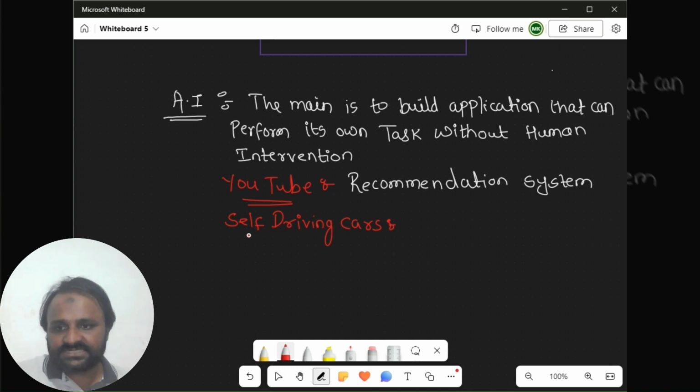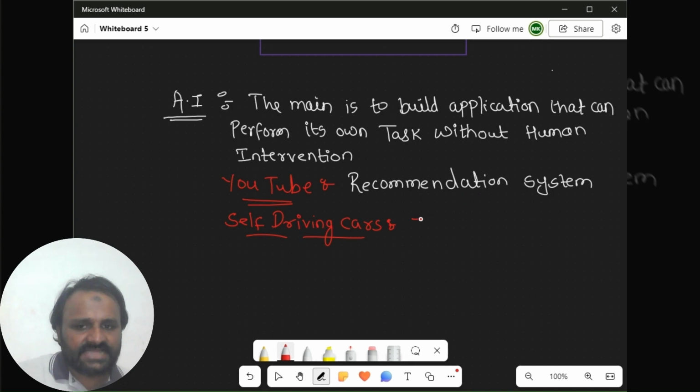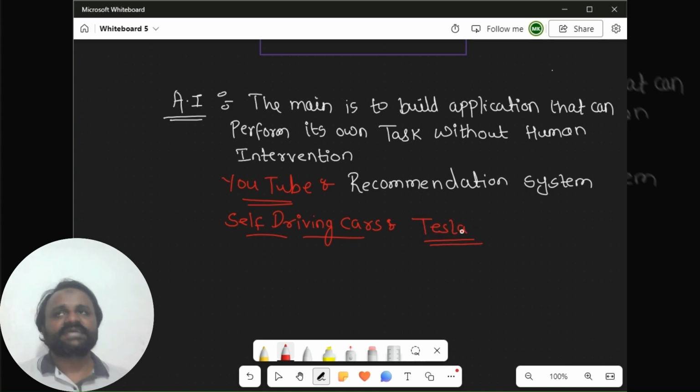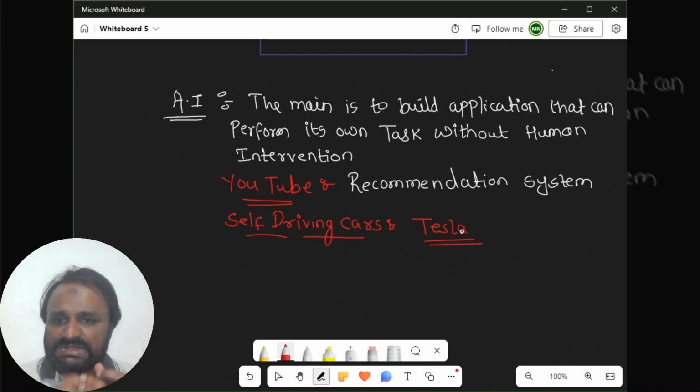So self-driving cars are also there, the self-driving that you might be aware of, the Tesla nowadays. It's booming, the Tesla, Elon Musk. I hope everyone is aware of that particular thing. So this is just the super definition I try to elaborate.